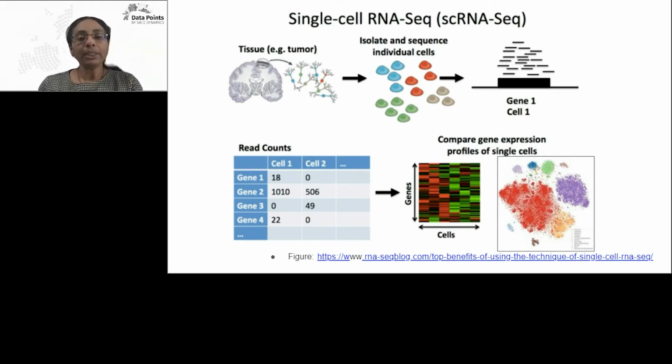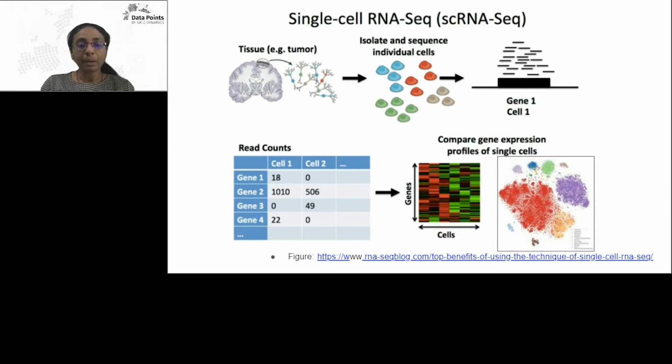Here you can take samples from tissues, which are either normal or tumor, and you can isolate cells and sequence the individual cells to get information such as what genes are present in a cell. This is a very heavily involved biological process, but at the end of the day, what you get is a count matrix that you see here, where you can quantify the number of cells present in the sample and the gene makeup in each cell.